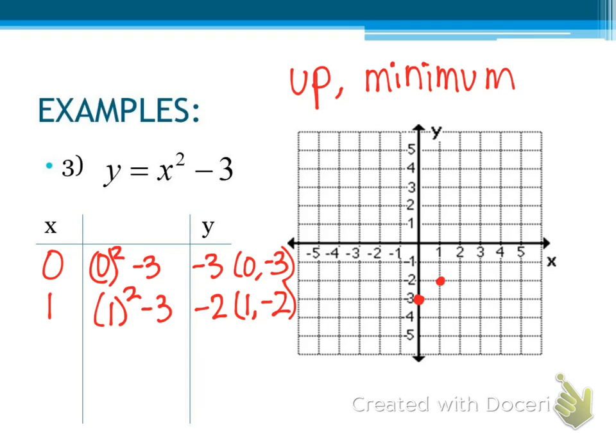Jamal Dixon, what'd you plug in for x? 2. Sure, 2. And what'd you get out for y? 1. Good. 2, 1. So 2 squared is 4. 4 minus 3 is 1. To get to that point, we go which directions? Right 2, up 1. All right.